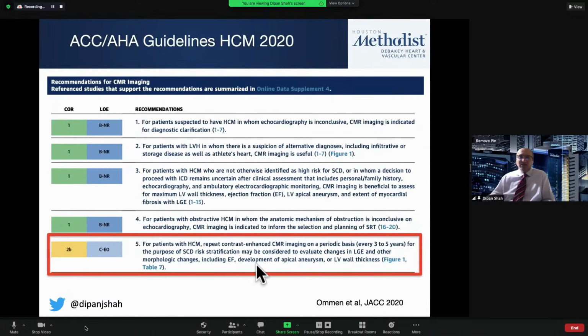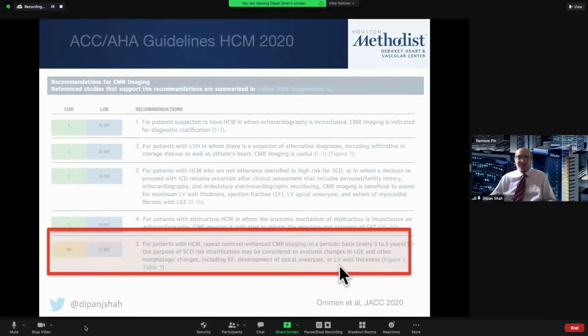And in addition to that, there is also a new set of guidelines, which is class 2B, which says, remember, this can be a progressive disease process. Therefore, there is a role for repeat imaging in these patients every 3 to 5 years to assess for progression of morphologic changes, development of aneurysm, as well as progression of fibrosis.